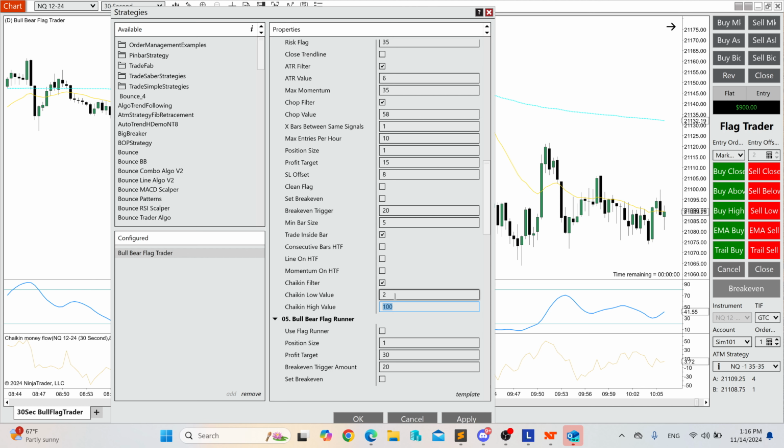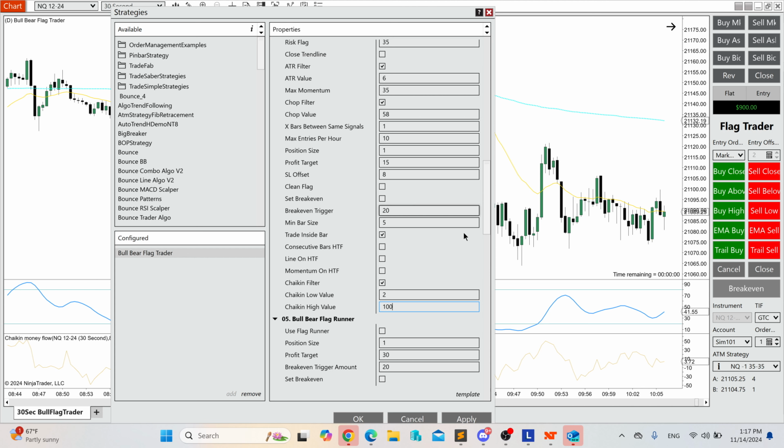So in this case, you would say, okay, I only want to trade when Chaikin is between 2 and 30 for longs, or -2 and -30 for shorts. You don't need to provide any negative numbers here or anything. You just keep it like this. But I chose 100 because I want to skip that and basically disregard the top value.